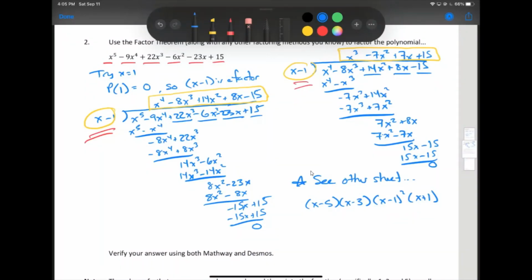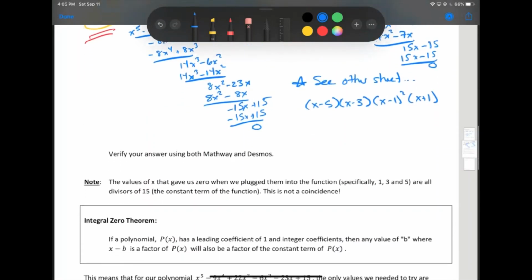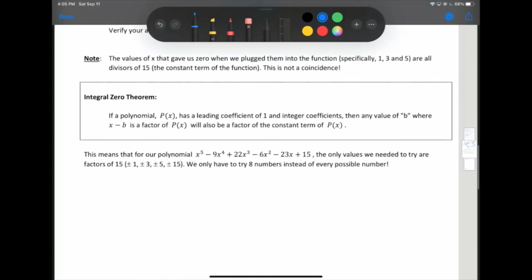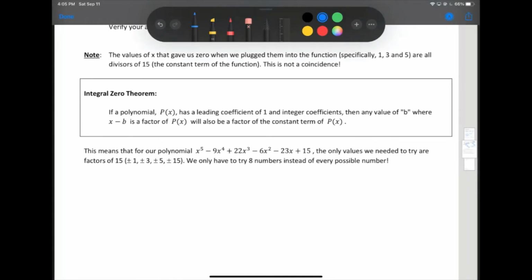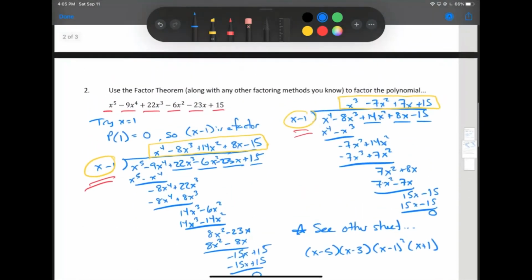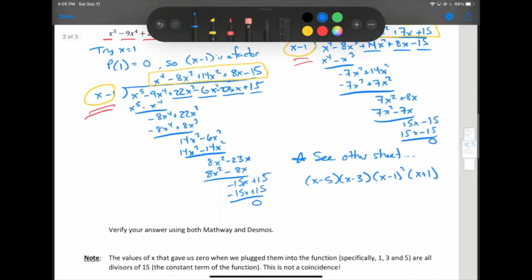Okay, so coming back to our lesson, which is going on way too long. We got our answers pretty quickly, relatively speaking. It was kind of tedious.